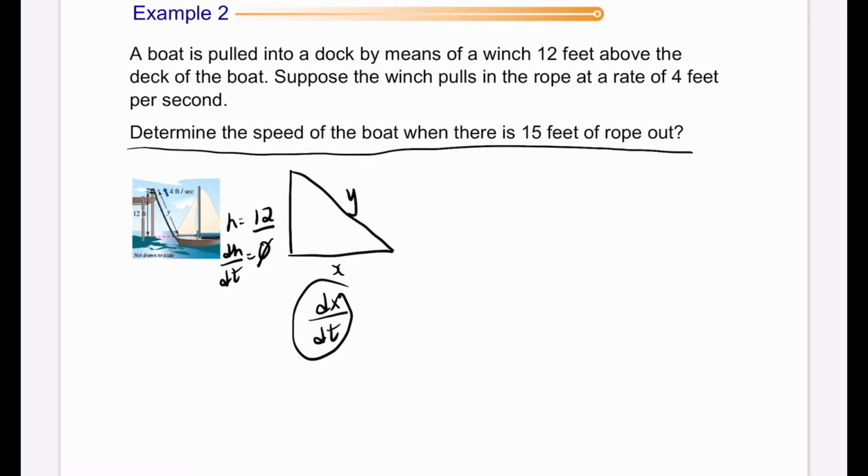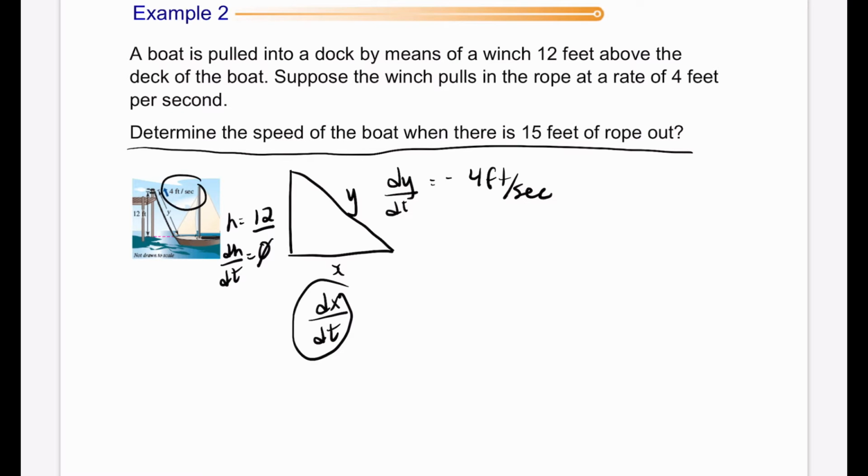I also have a value y, that's going to be the length of the rope. And our dy over dt is the speed that's changing, and it's given here. It says in the question that it's 4 feet per second. The most important part about this is that I need to make it negative because it's decreasing. So as it's decreasing, my rate needs to be negative, and that's for all related rate problems.